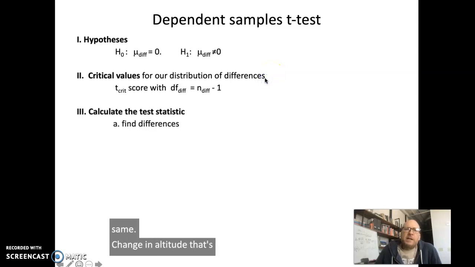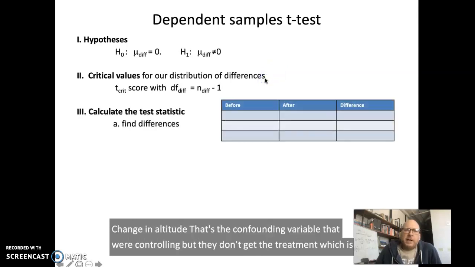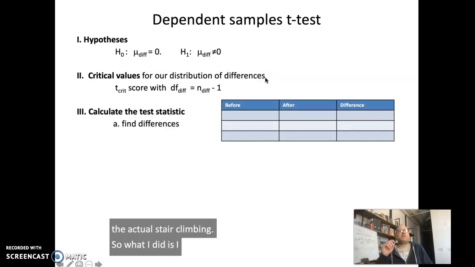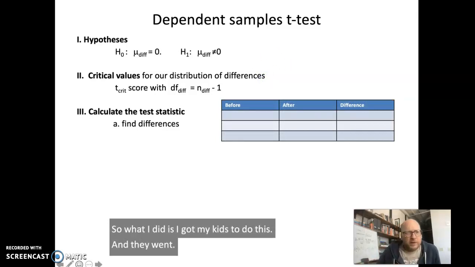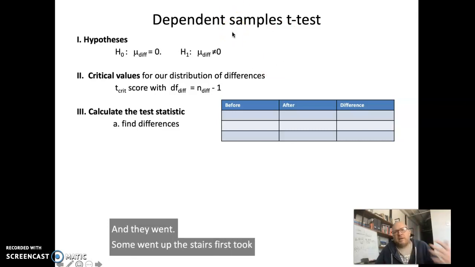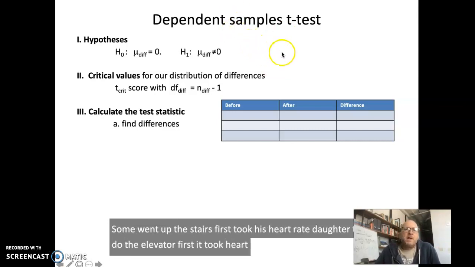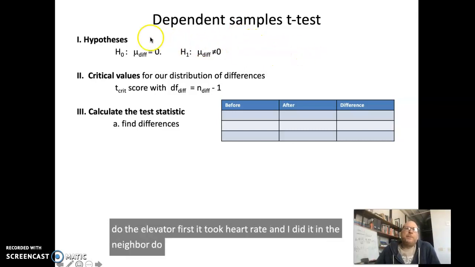Now, the reason I think we can analyze it with a dependent samples t-test is because I have my score for the elevator and my score for the stairs and for the others in the study as well. So here's how we're going to set this up.